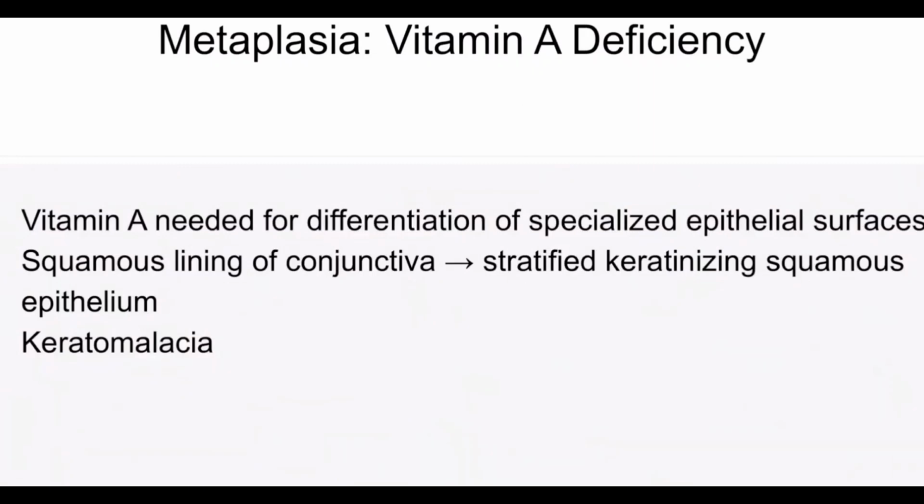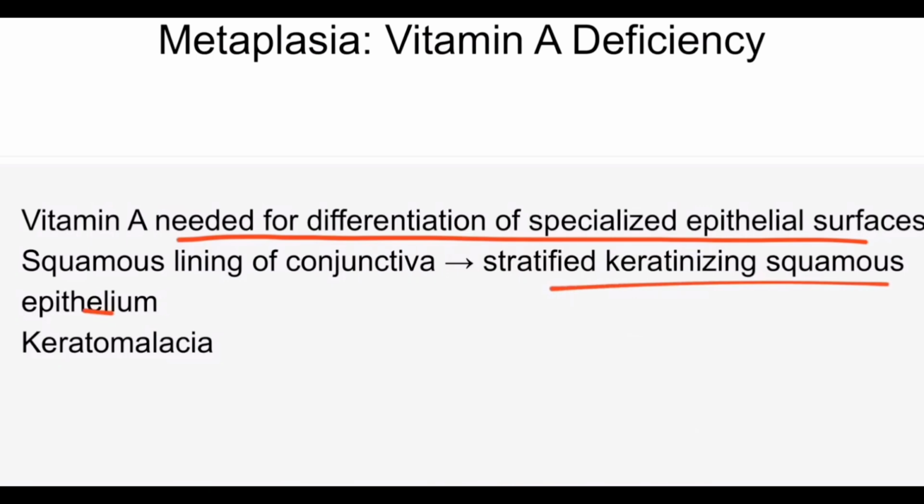Now let's discuss vitamin A deficiency. Vitamin A deficiency can also cause metaplasia, and this is because vitamin A is needed for the differentiation of specialized epithelial surfaces. In vitamin A deficiency, the thin squamous lining of the conjunctiva undergoes metaplasia into stratified keratinizing squamous epithelium, and this transformation is known as keratomalacia.